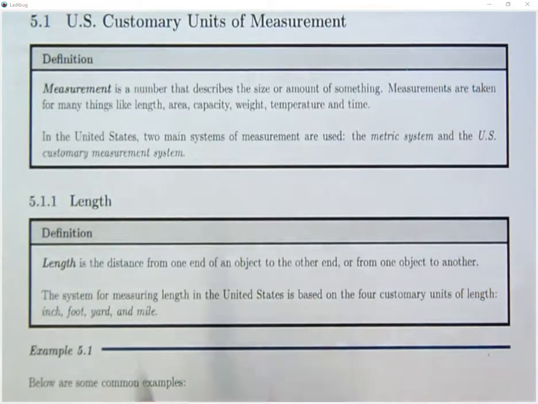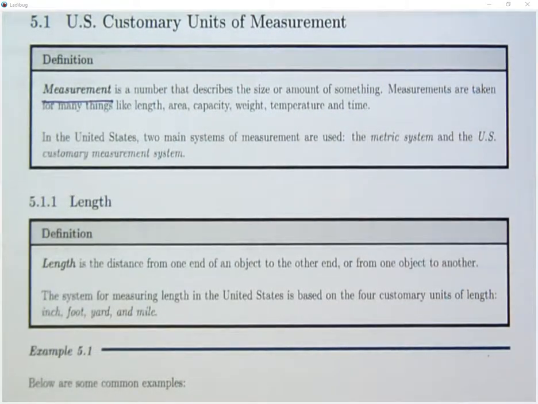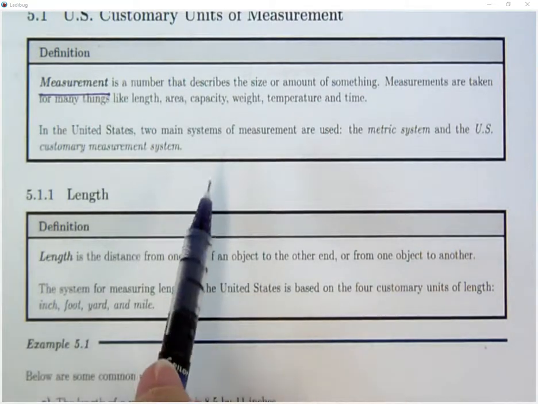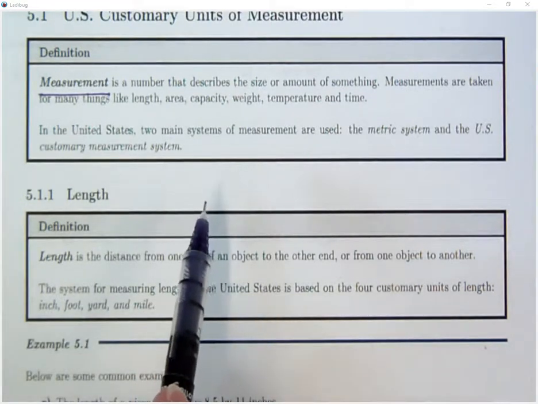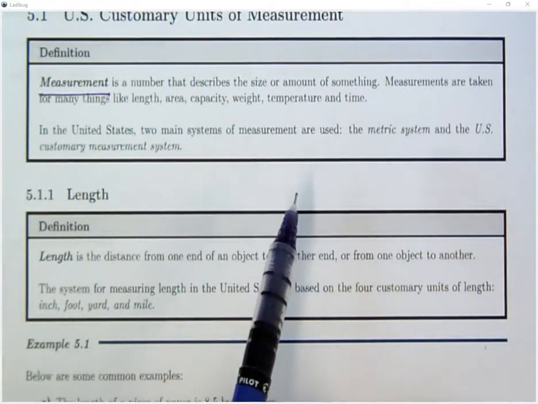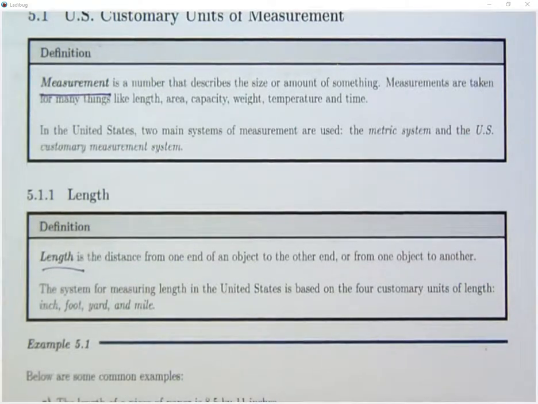So measurement, there's the definition here. This is from your workbook. It's page 49 of your workbook. You are welcome to just use a notebook, but I do need you to submit the notes for credit. So here, you can go ahead and read through this. It just talks about the US system, the metric system. We'll do both. Length is the distance from one end of an object to the other.